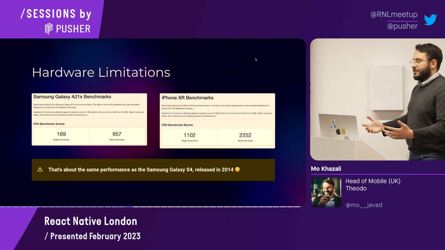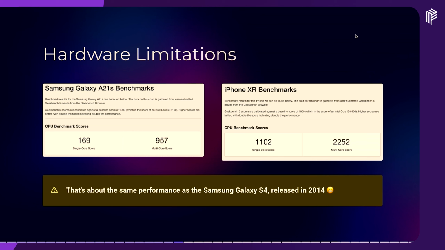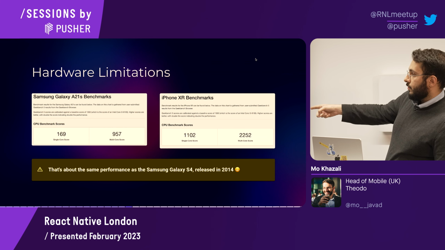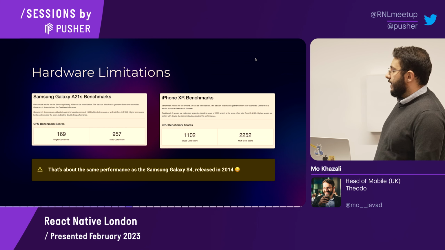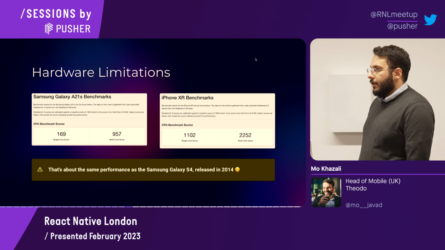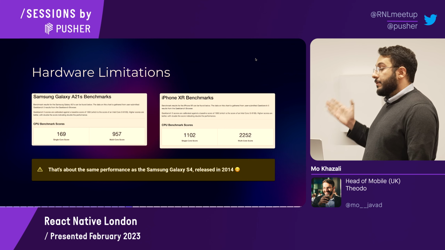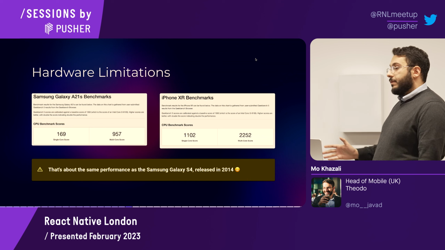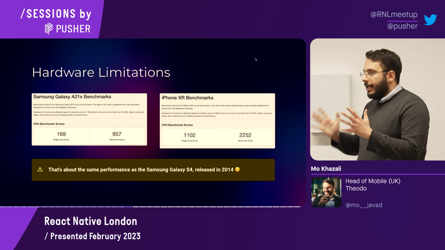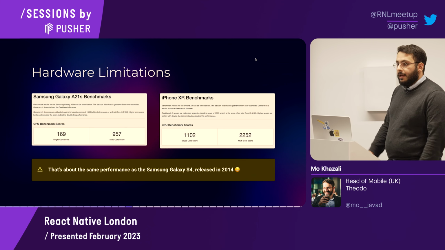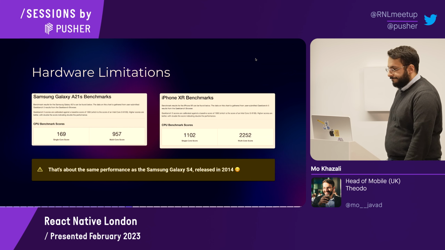the CPU specs. So on the left is the Samsung Galaxy A21s, a 2021 phone with a single core score of 169. Compare that to the iPhone XR from 2018 with a single core score of 1,100. Not looking very good. To put this into perspective, this is the same CPU score as a Samsung Galaxy S4, which was released in 2014. So this class of phone is actively being manufactured and released to the public and is being purchased in very high quantity. And so you'll have a lot of users that are going to be using these specs.